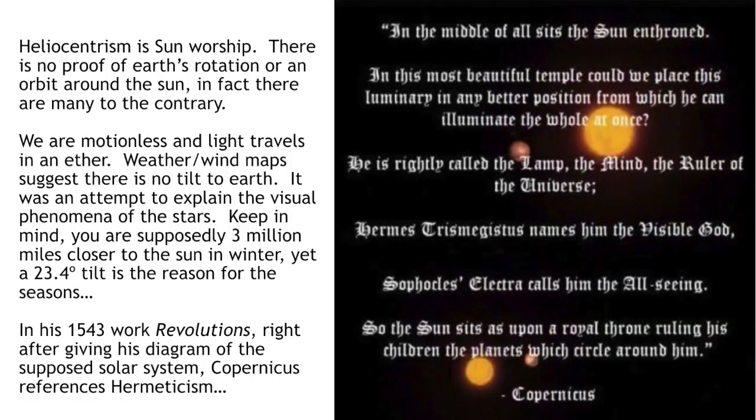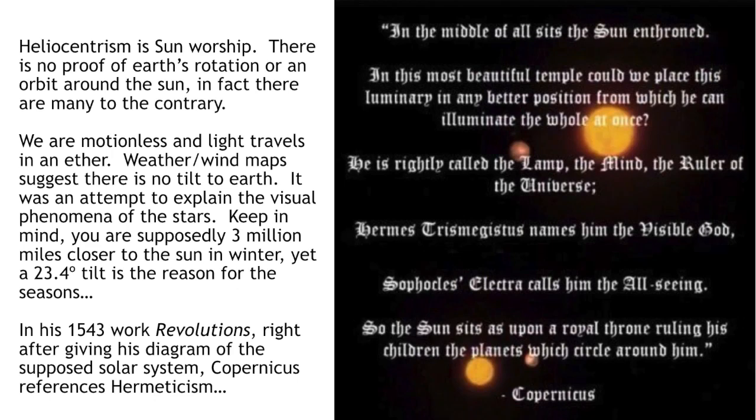Heliocentrism is sun worship. There is no proof of Earth's rotation or an orbit around the sun. In fact, there are many to the contrary. We are motionless, and light travels in an ether. Weather and wind maps suggest there is no tilt of Earth. It was an attempt to explain the visual phenomenon of the stars. Keep in mind, you are supposedly 3 million miles closer to the sun in winter, yet a 23.4 degree tilt is the reason for the seasons.